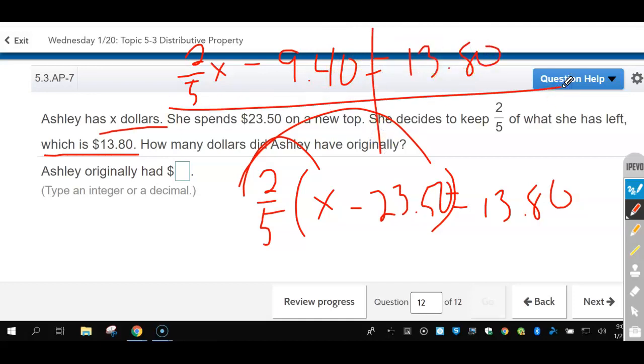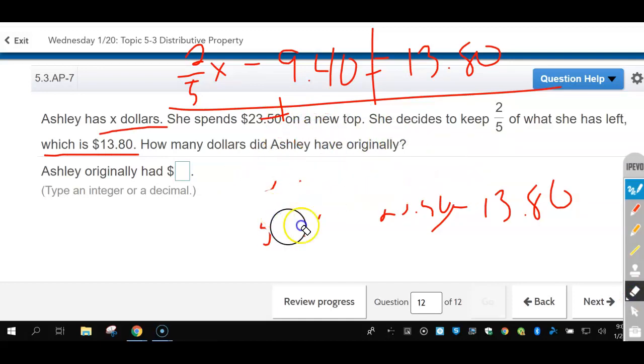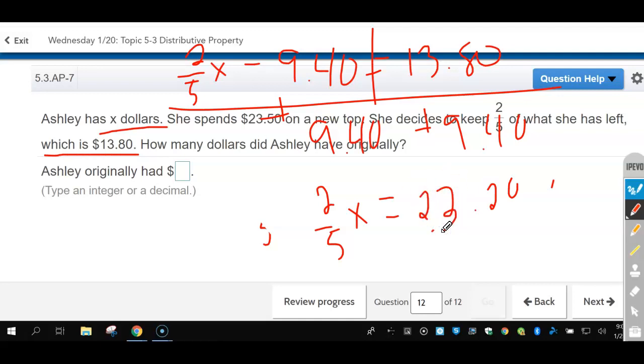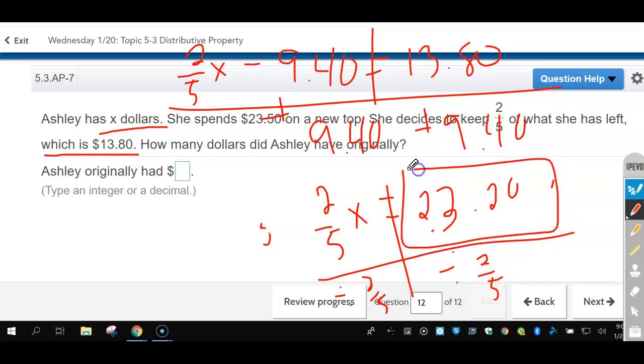Now we make our T-chart. Solve. Add 9.40, right? Let me erase some of this now. So we are going to add 9.40. That leaves me with 2/5 X equals, what is that? $23.20. Is that correct? And now I got to separate the 2/5 from the X by dividing by 2/5. So 23.20 divided by 2/5 is what? Noah? $58 even? So what we're saying then is we started with $58. Well, Ashley started with $58.